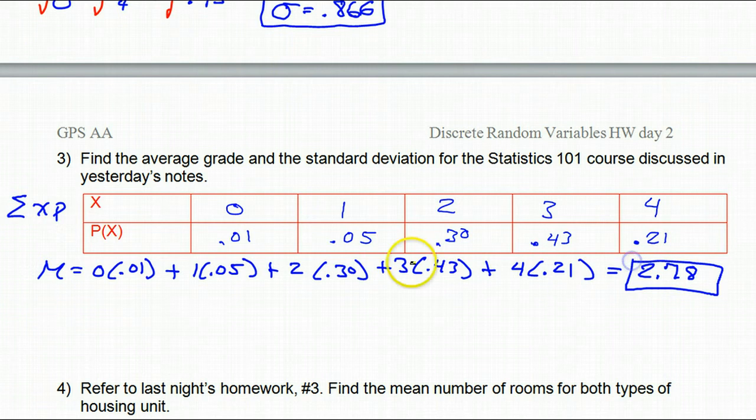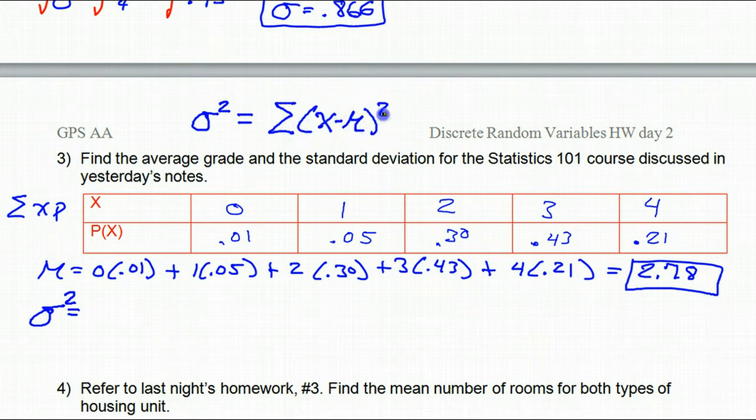Now, the standard deviation. The standard deviation formula is, oh, sorry, this is variance actually. We'll have to take the square root in the end. But the formula for the variance is the sum of all the x's minus the mean squared, each one times its probability, and the sum over and over again like this. So that would be like this.